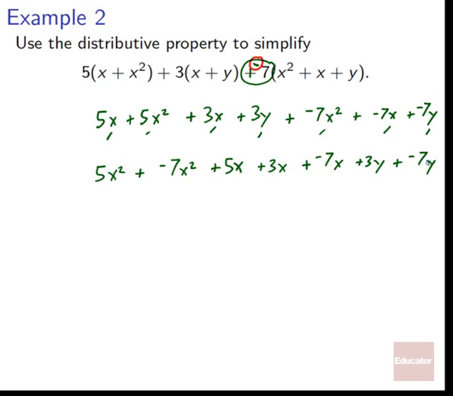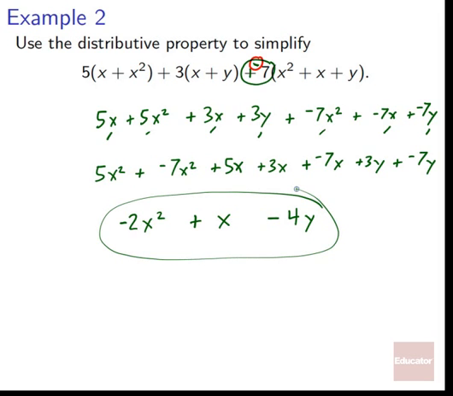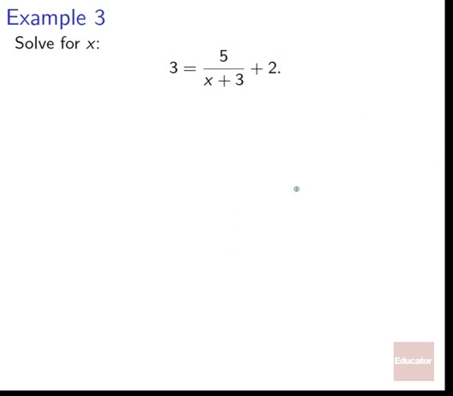So those tick marks just help us keep track of what we're doing. They're not necessary, but it makes it easier to follow so we don't accidentally make any mistakes. 5x squared plus negative 7x squared will combine to become negative 2x squared. 5x plus 3x plus negative 7x, so we've got 8x minus 7x, we've got 1x, which we just write as x, and 3y plus negative 7y becomes negative 4y, which you can also just write as minus 4y. And there's our answer.